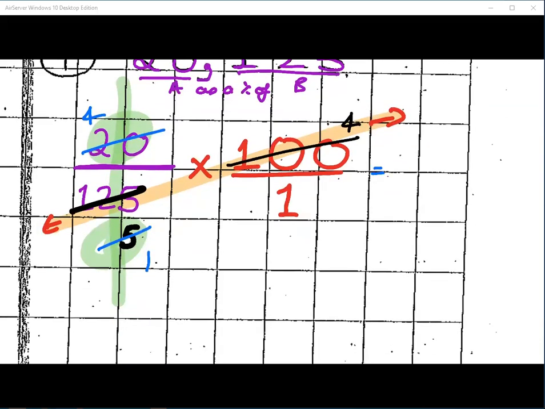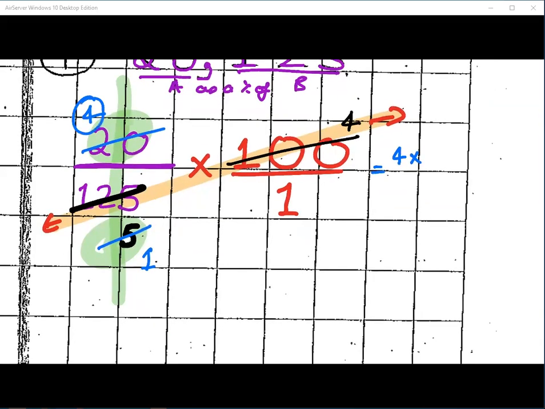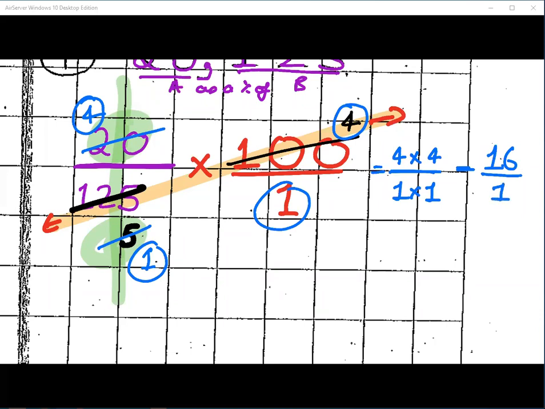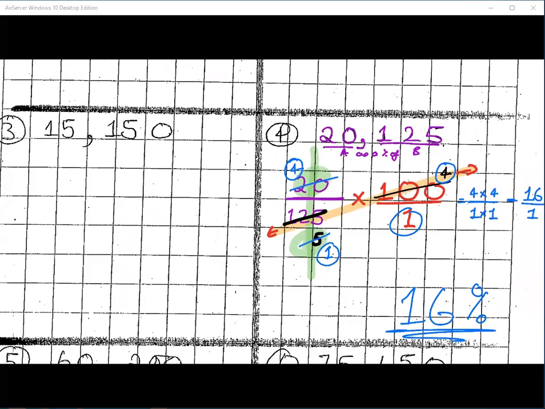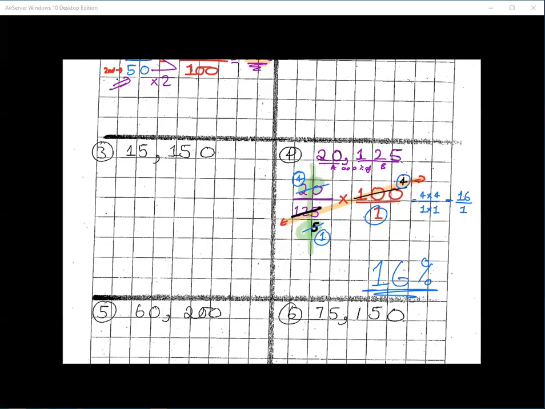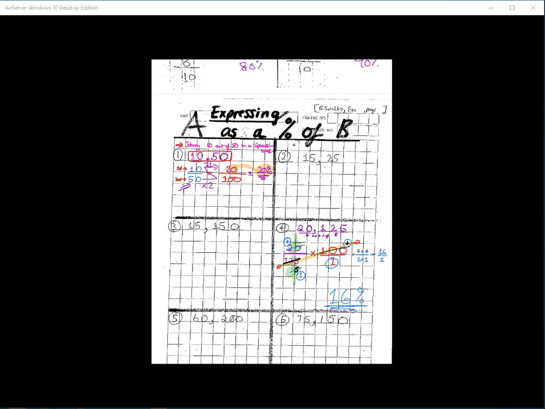So now that we can't cancel anymore, because there's nothing left to cancel, we multiply the two top numbers together. So we have 4 times 4. What's 4 times 4? 16. And what's 1 times 1? 1. Beautiful. And what's 16 divided by 1? What's the final answer? 16%. Fantastic. So we're cancelling in the orange diagonal direction, then cancelling in the vertical direction. We multiply the top numbers, multiply the bottom numbers, and Bob's your uncle and Jane's your auntie. Sorted.